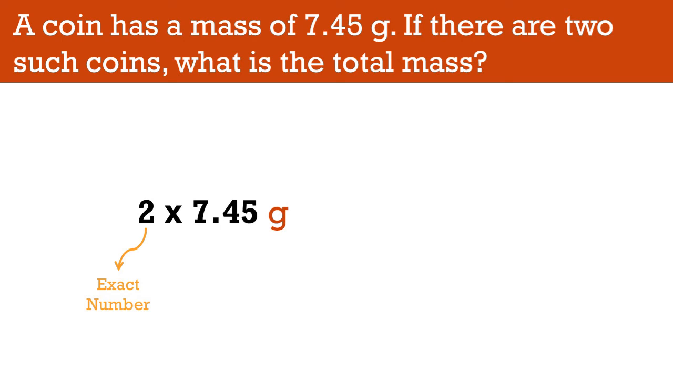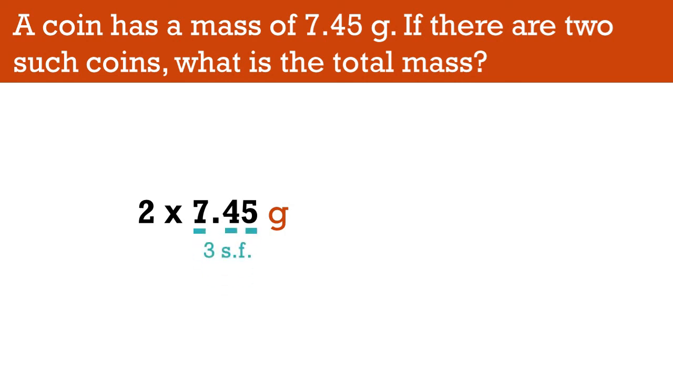The digit 2 here can mean 2.0 or 2.00 or 2.00000 or 2 point infinite zeros. Because exact numbers have an infinite number of significant figures, they do not affect the number of significant figures in a calculation. The rule for significant figures when multiplying or dividing is only applicable to measurements. 7.45 grams is an example of a measured number, and it is the only measured number in this problem. So, the number of significant figures in the final answer should only be based on the number of significant figures in 7.45 grams.